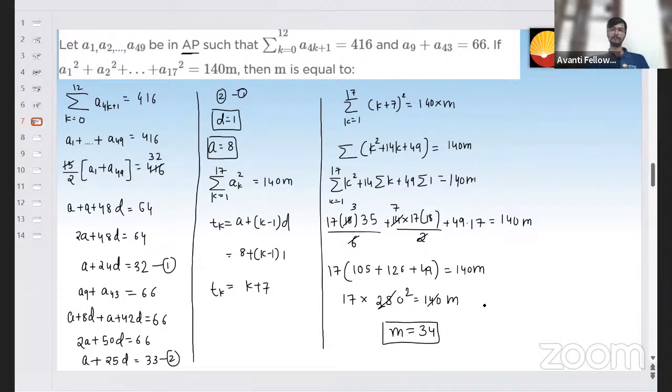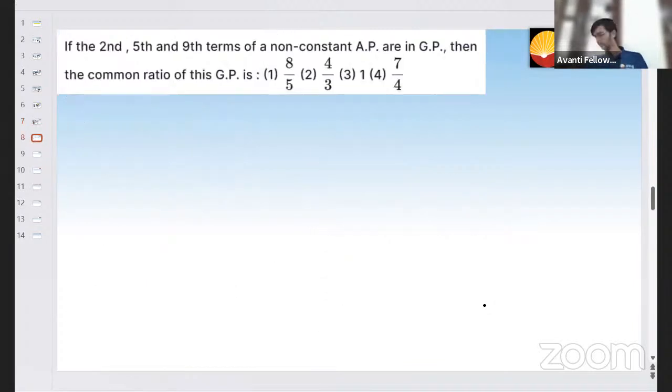Let's look at the next question. Yeah, here we also have options. Congratulations, this is a quite easy question. You can do it. You can easily do it.